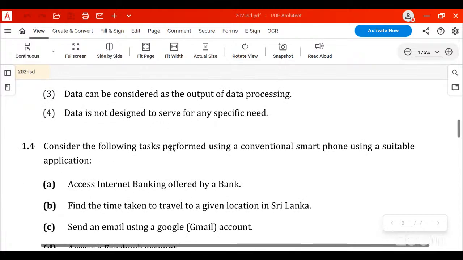Consider the following tasks performed using a conventional smartphone using a suitable application.